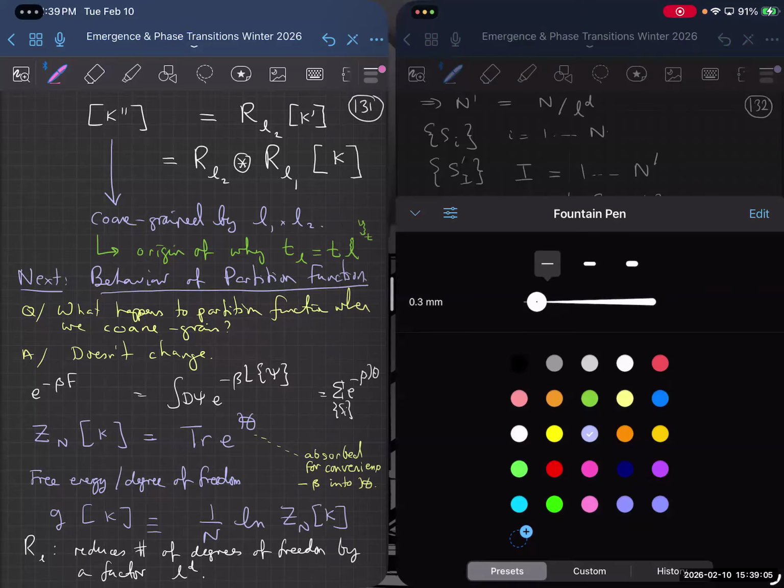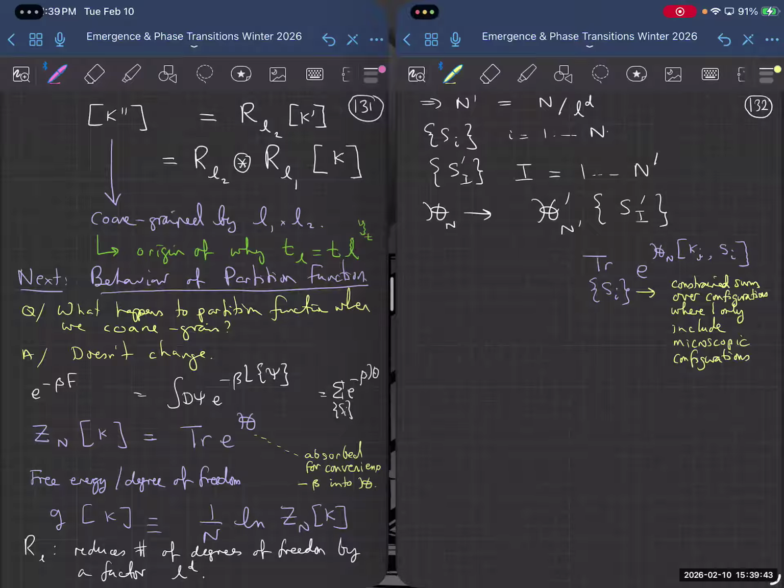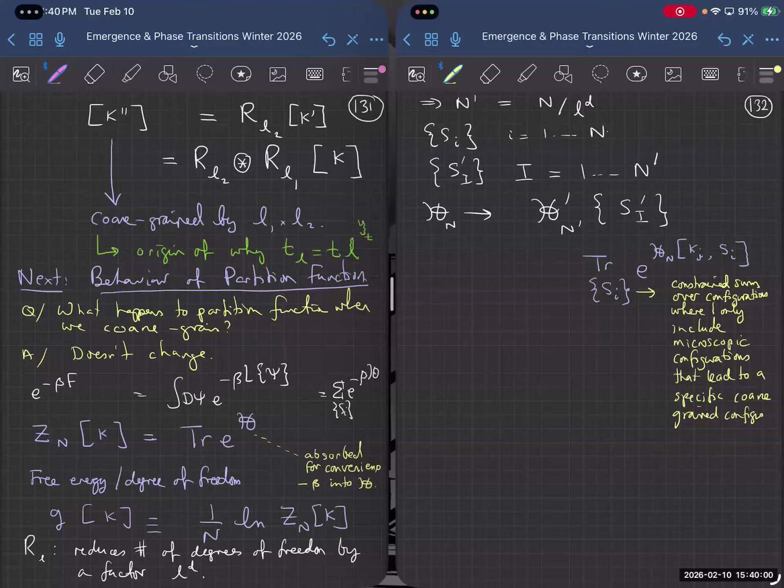So this coarse graining here, this sum, is a constrained sum over configurations where I only include microscopic configurations that lead to a specific coarse-grained configuration S_I prime. Okay, so let's unpack this.